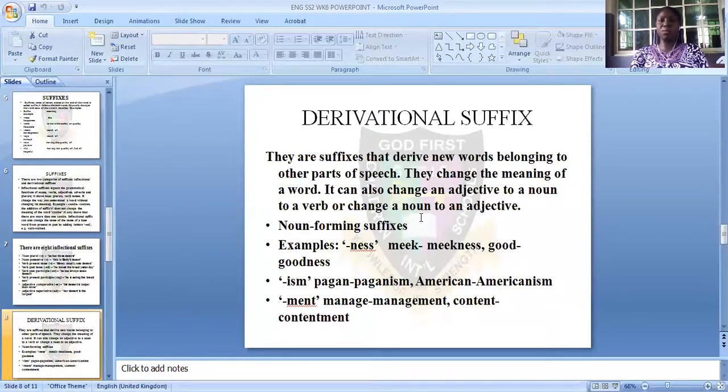So let's look at some examples. Noun forming suffixes. When we add ness to these words, we have meekness, goodness. We also have ism, that's another suffix. Pagan, we have paganism. American, we have Americanism. Ment: manage, management. Content, contentment.